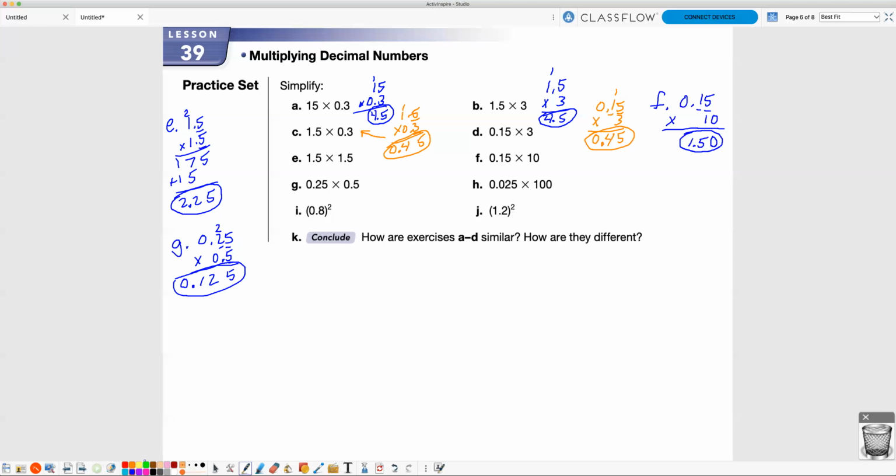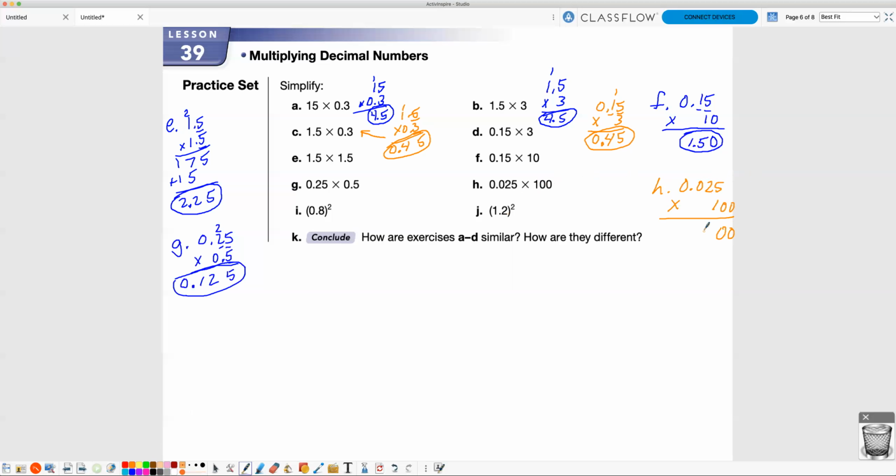Letter H. It is 25 thousandths times 100. So letter H, you need to actually write out the decimal as you see it, but you kind of ignore it. I'm going to hang those 2 zeros off because those are just going to come down in my answer, straight down in the answer.